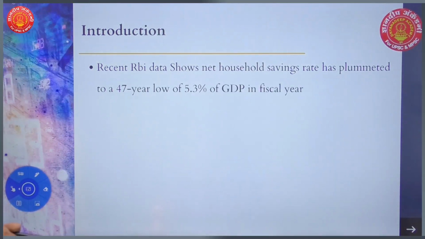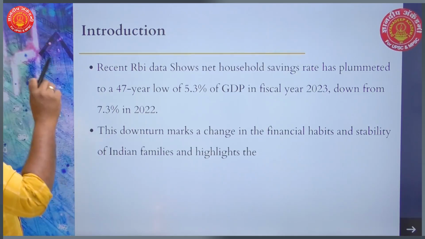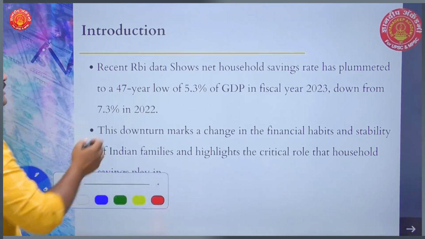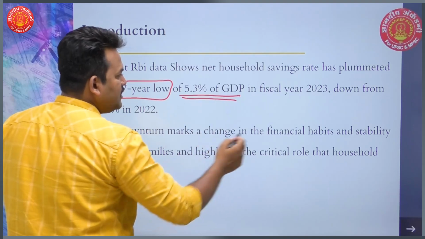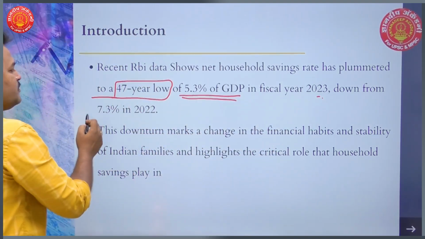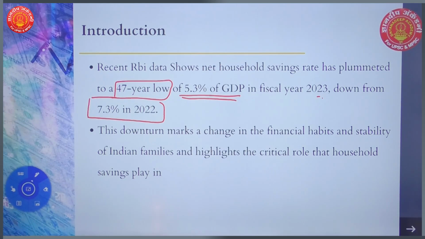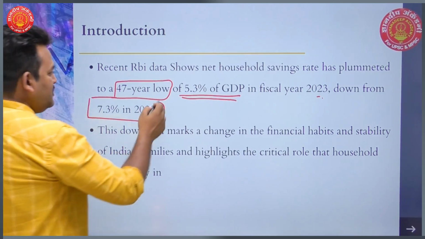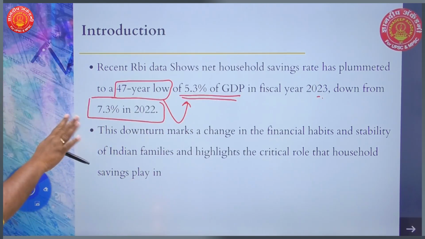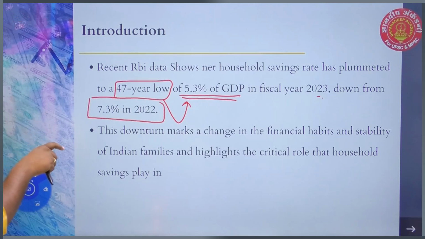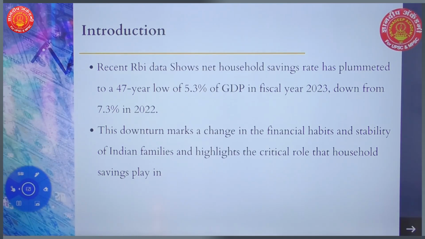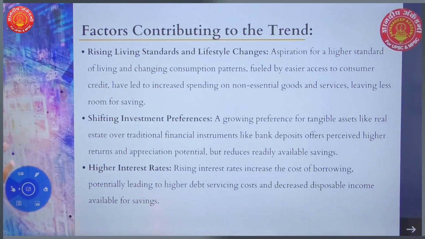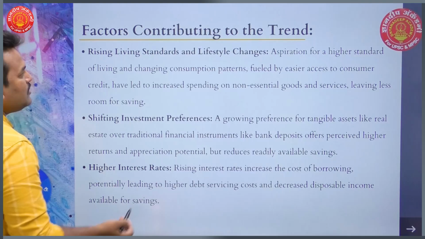When you come towards the introduction: recent RBI data shows the net household saving rate has plummeted to a 47-year low, right? A 47-year low of 5.3% of GDP in fiscal year 23, down from 7.3% in 2022. Right away, in one year, household savings have been reduced by around 2% of GDP. This downturn marks a change in financial habits and stability of Indian families, and highlights the crucial role that household savings play.